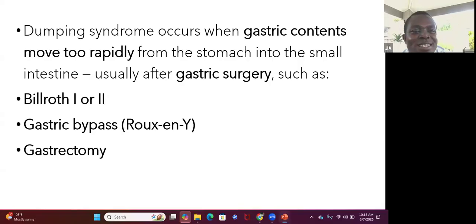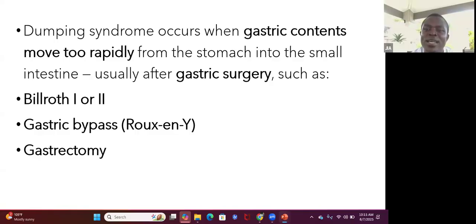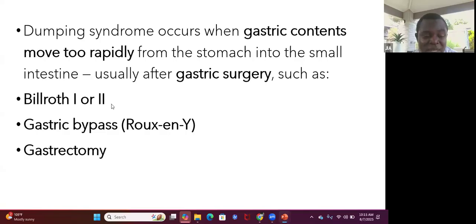So when you have dumping syndrome, think of stomach issues, your stomach as an organ. We are saying it occurs when gastric contents move too rapidly from the stomach into the small intestine, usually after gastric surgery. So all these forms of gastric surgeries, please pay attention to these ones too. You can write them down. I'll say something small about them, but pay attention to them. You can have them as your major questions somewhere, maybe in case study questions.